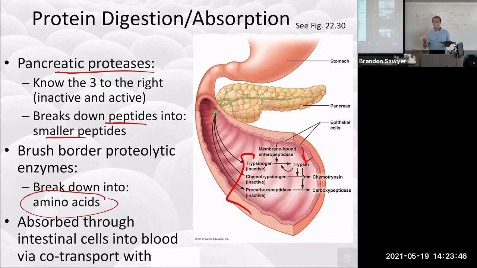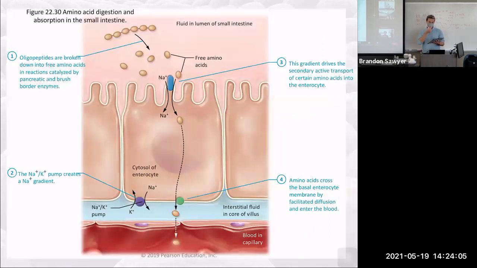And these are absorbed into those intestinal cells in the exact same way that the monosaccharides were, via co-transport with sodium. So we got the digestion and absorption of carbohydrates and of proteins. Now let's talk about lipids. This is just showing that same process of breaking down those polypeptide chains into amino acids, co-transport there, and then eventually making it all the way to the bloodstream.